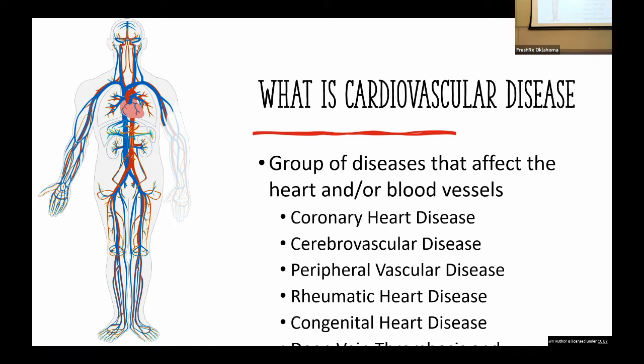Cerebrovascular disease is related to the brain. What it means is people that have had strokes. Stroke is a vascular accident, part of the vascular disease. We have peripheral vascular disease, which is every extremity. Feet, legs, hands. Rheumatic heart disease.